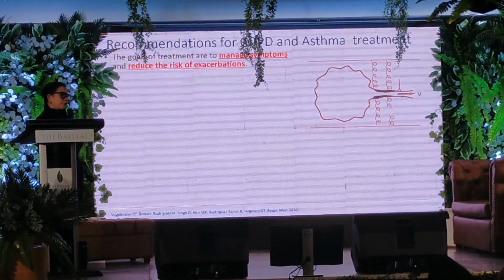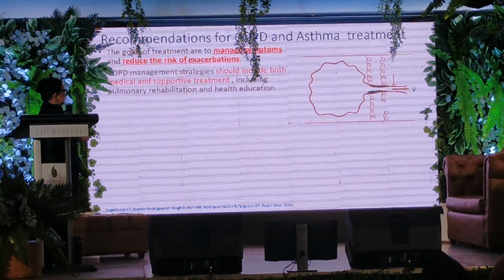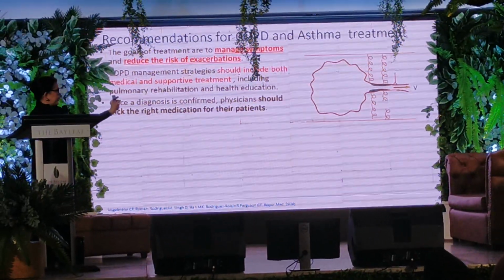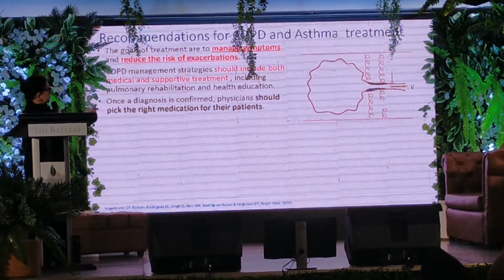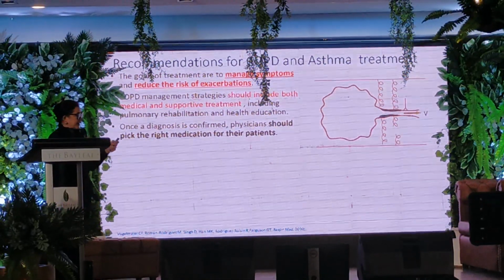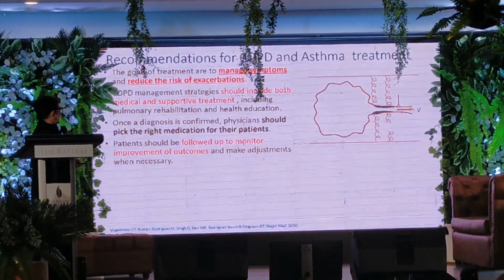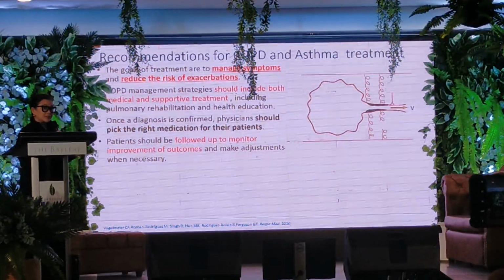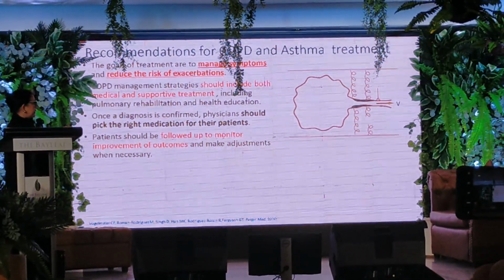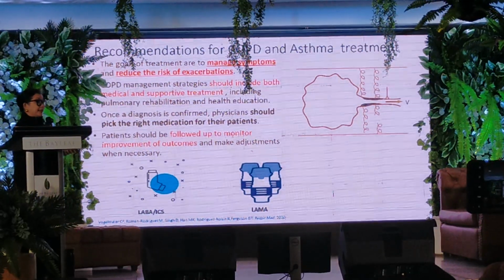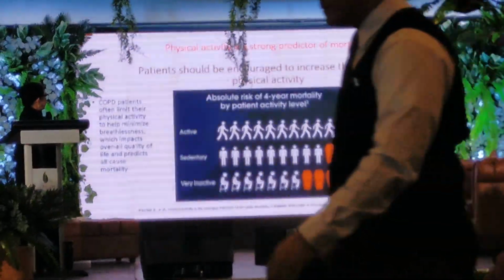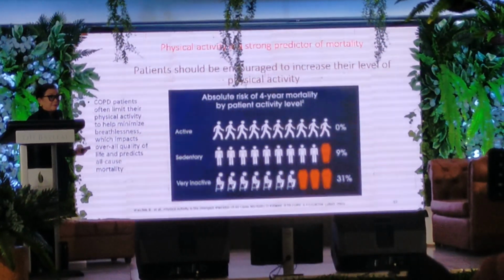So for COPD or airway problems, what are the general recommendations? Of course, on the right side of the screen is the cross-section of the airway obstruction. What we want to give them is a bronchodilator. So there are medications to address that. So we manage the symptoms and reduce risk for exacerbations by giving them bronchodilators, which come best in the form of inhalers. Right?